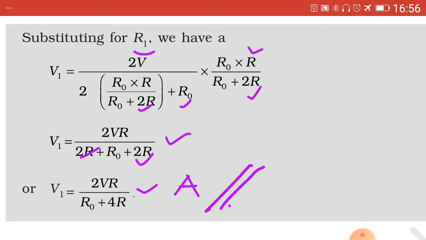That is the expression for the voltage across R. This completes the chapter, and that's all for today.